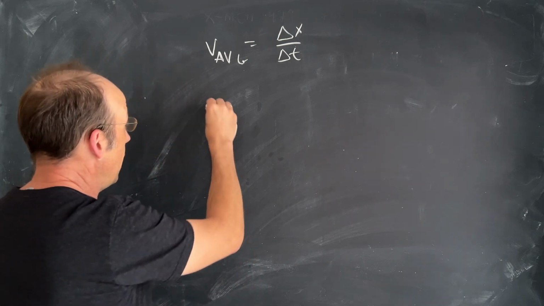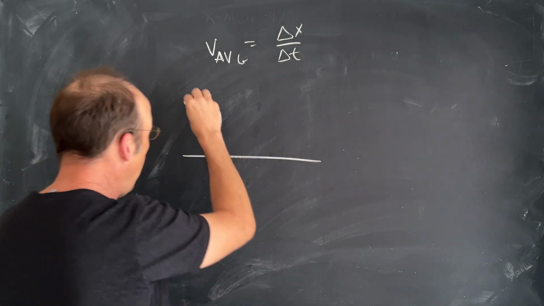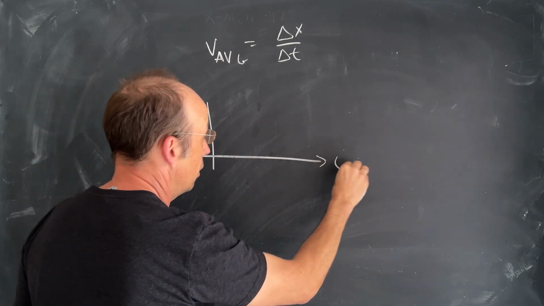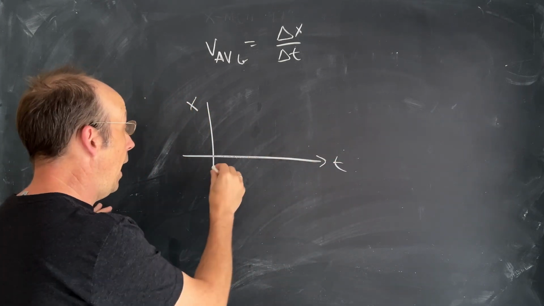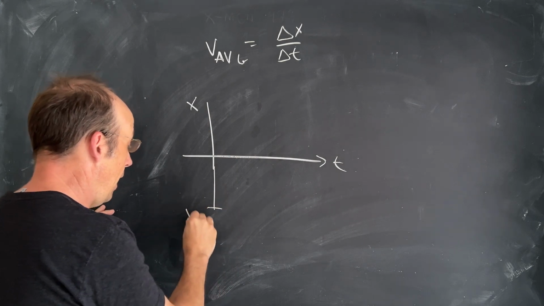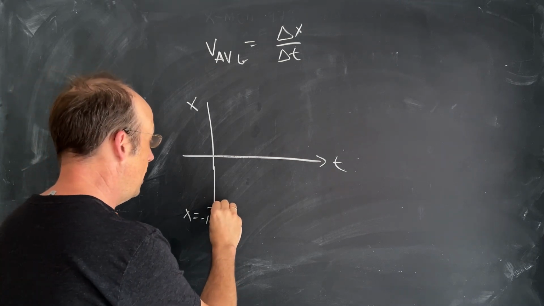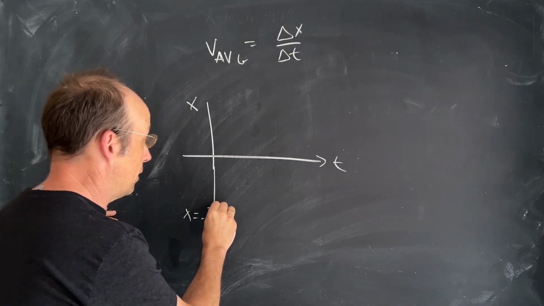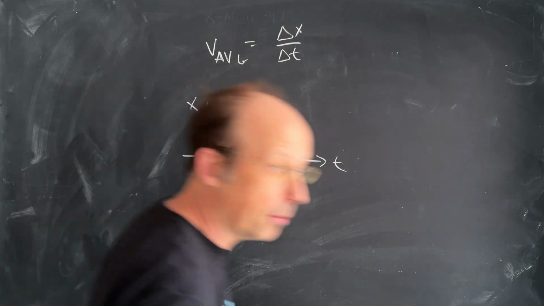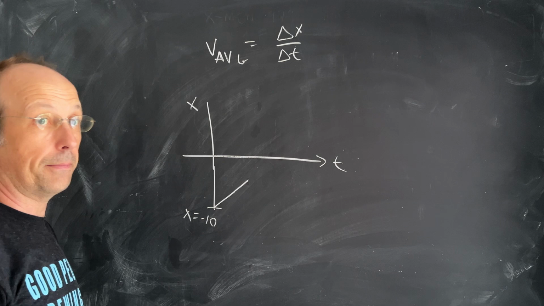Now imagine that I have a graph of position versus time. And I start way down here at x equals negative 10 meters, right? I did that on purpose for a couple reasons. And the graph looks like this. Did it go all the way up to, no, it didn't even get all the way to 0. It looked like that.